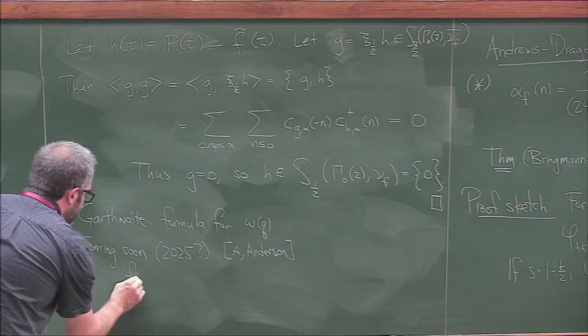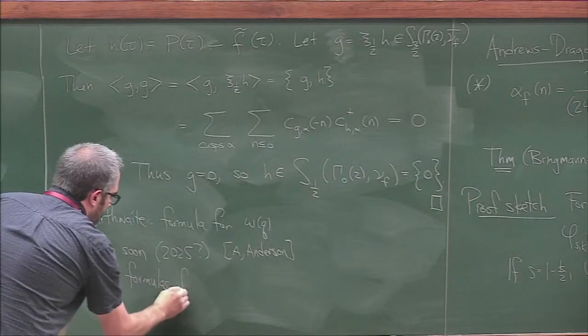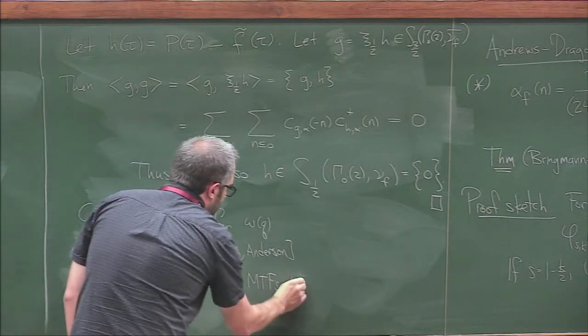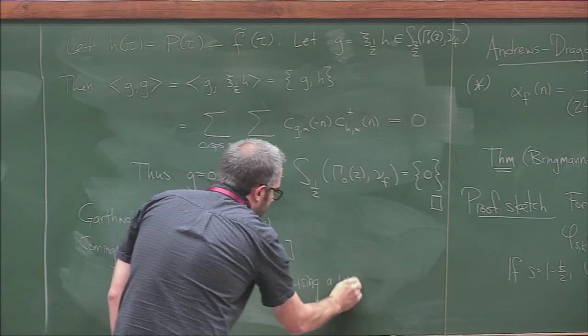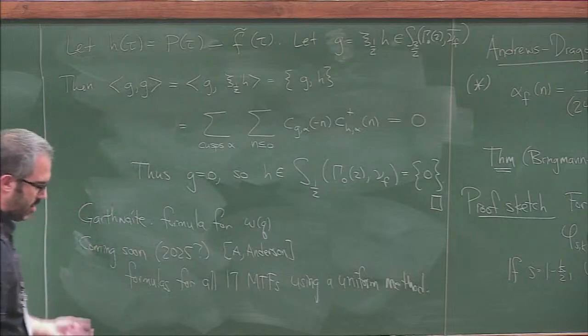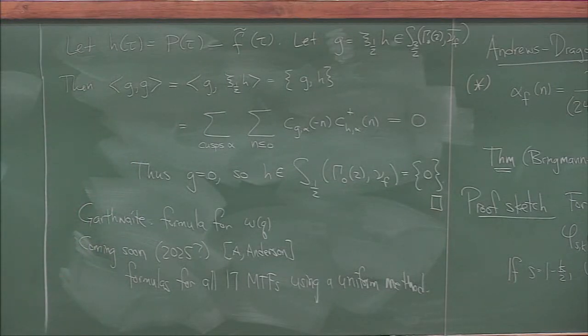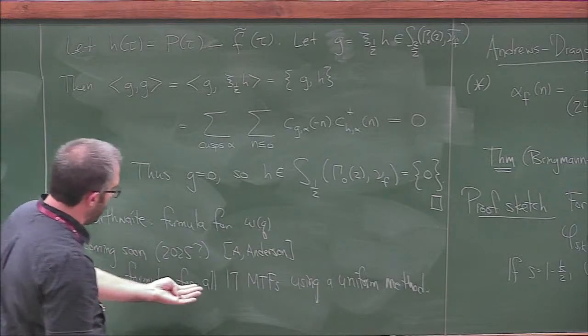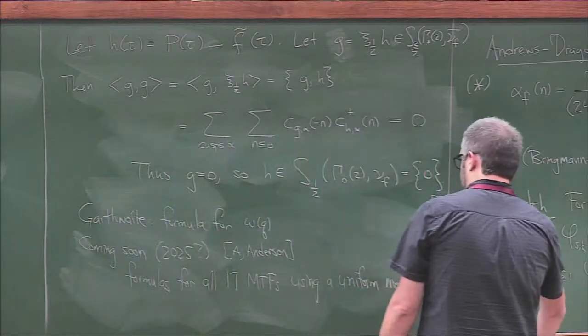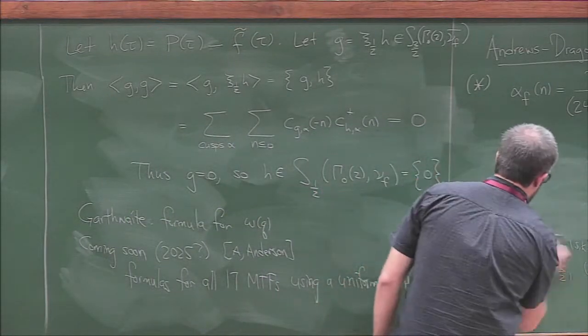Mock theta functions. So formulas for all 17 Mock theta functions using a uniform method, meaning that we don't just compute each one individually 17 times and happen to put them in a very long paper. We do one calculation that gives all of them at once, which is kind of fun. And actually, okay, so there are other Mock theta functions other than these 17, and our method works for all of those as well. So it's fairly robust. Maybe I'll give you an example of one of the formulas so that you can look at it.